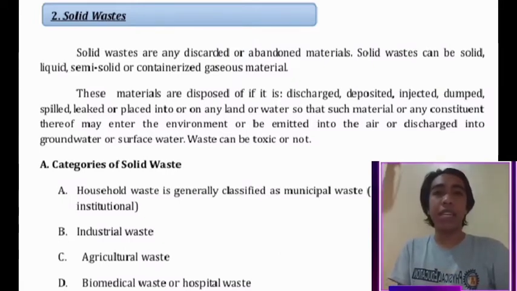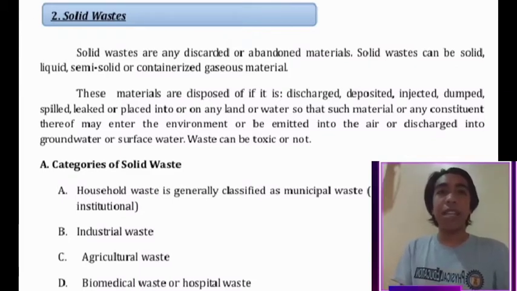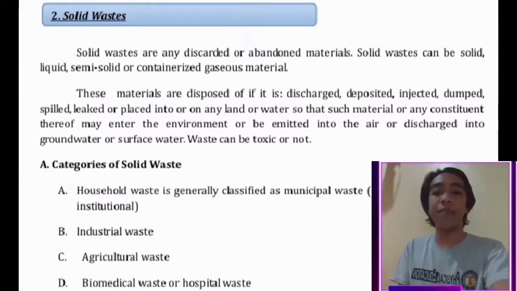Categories of solid waste. Letter A, household waste, generally classified as municipal waste: residential, commercial, institutional. Next is industrial waste. Industrial waste is defined as waste generated by manufacturing or industrial processes. The types of industrial waste generated include cafeteria garbage, dirt and gravel, masonry and concrete, scrap metals, trash, oil, solvents, chemicals, weeds and trees, wood and scrap lumber, and similar waste.